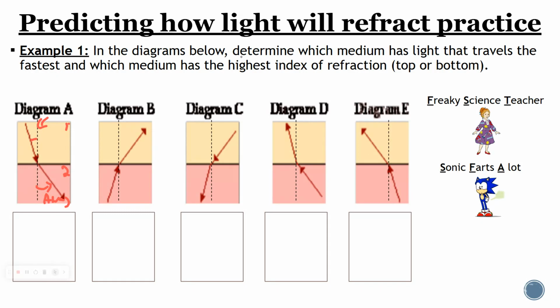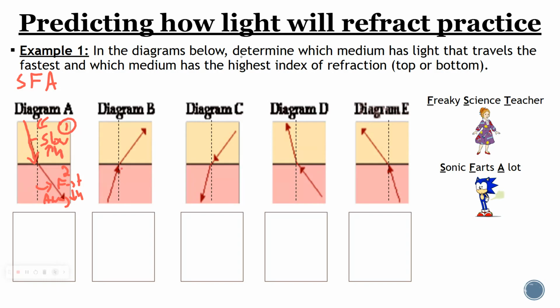This is our first medium here, because that's where light starts off. It's going this way. So if we're moving away from the normal, that's the SFA trick. Sonic farts a lot. So that means this must be the slow medium, and this must be the fast medium. And so this had the high N over here, and this one had the low N over here. You can try diagram B yourself, and I will take it up.